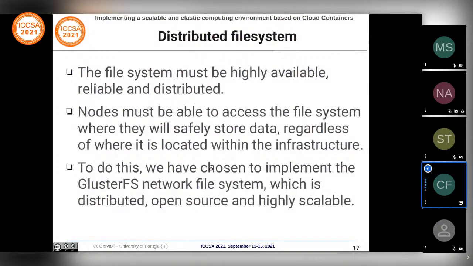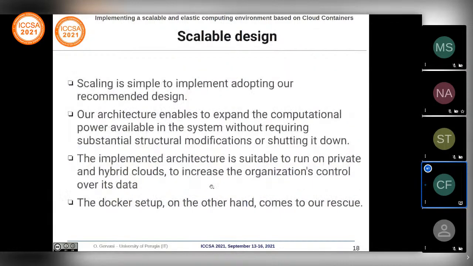The other delicate point is the distributed file system, because the containers do not have a disk of their own to write to. So we have to implement this disk as a distributed file system. We adopt Gluster file system, which is a network file system, very efficient and still open source. All the things I mentioned are open source.